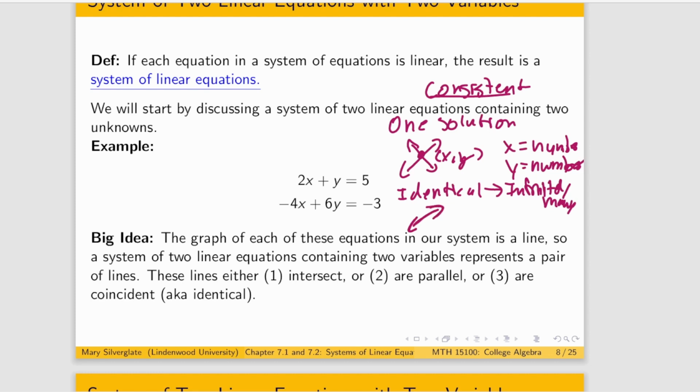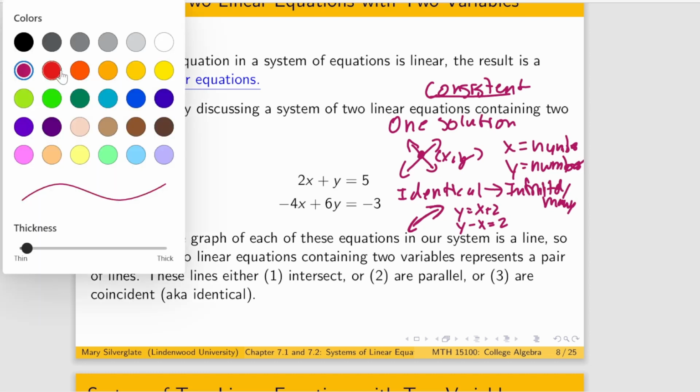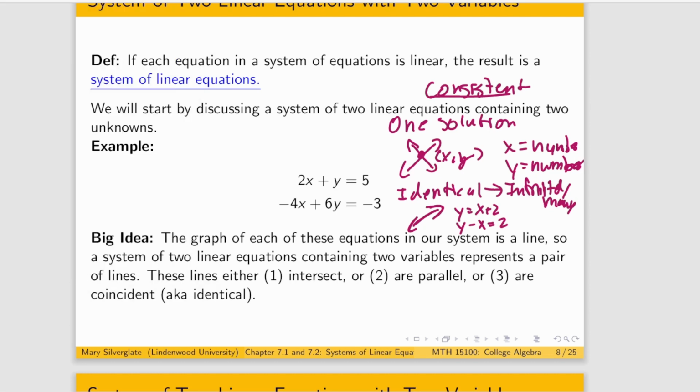So an example of that might be if I have y is equal to x plus 2 and y minus x is equal to 2, all I did was subtract over x and I gave you the same equation twice. So that's the other way you can have consistent equations. The way that you would have inconsistent, also known as no solution, would be if I had two parallel lines.